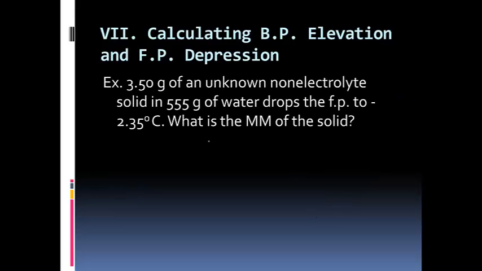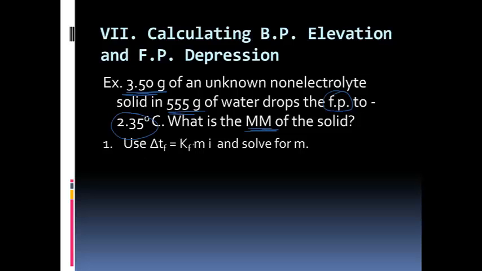Okay, how do we do this? Well, here's a problem. You have an unknown solid, 3.50 grams of it. It's in 555 grams of water, and it drops the freezing point to negative 2.35 degrees Celsius. So what's the molar mass of the solid? Okay, well, first, use the delta Tf equation. Delta Tf equals Kf times m times I, and solve for m. Okay, you know I is equal to 1 because it's told you right there, right? If it's a non-electrolyte.